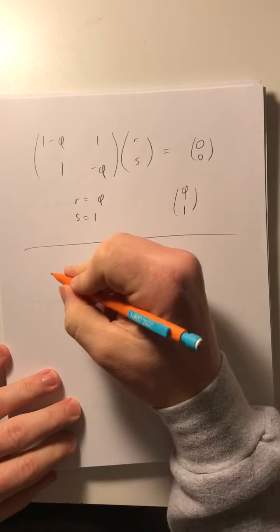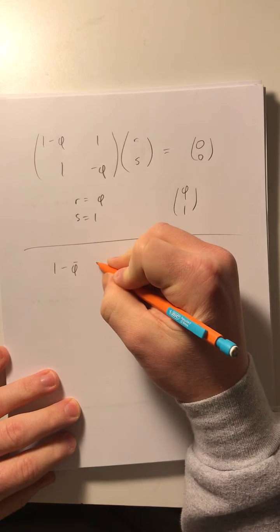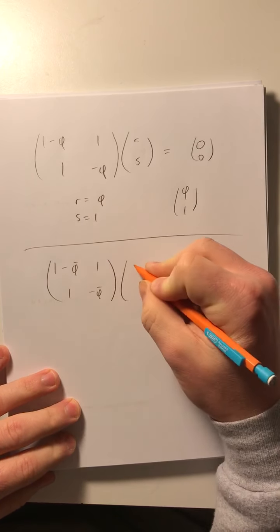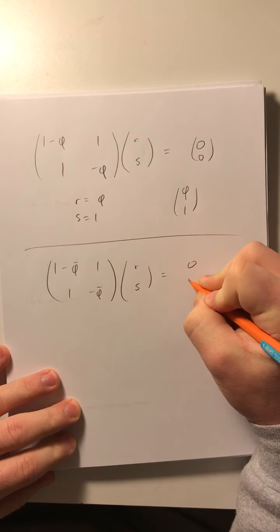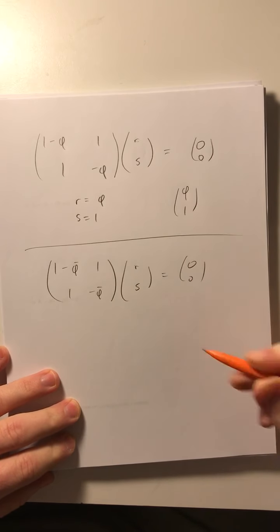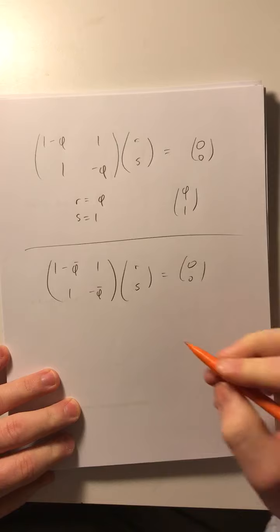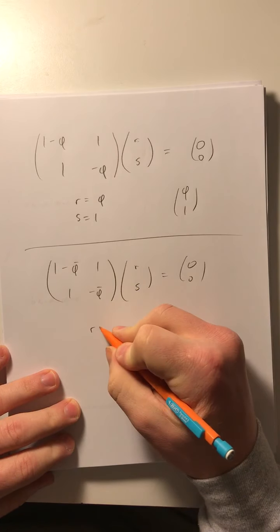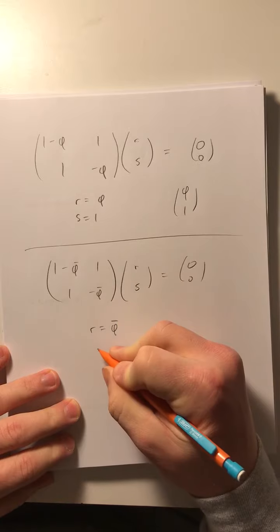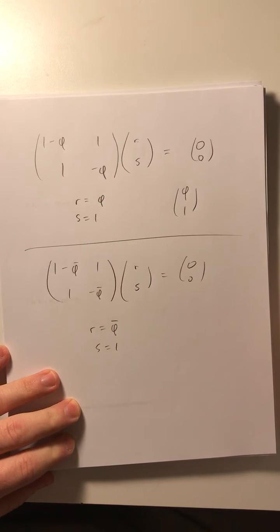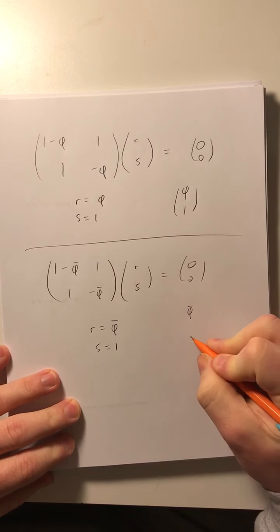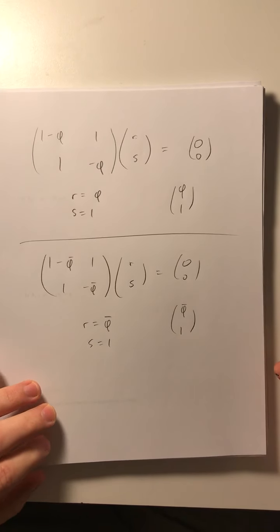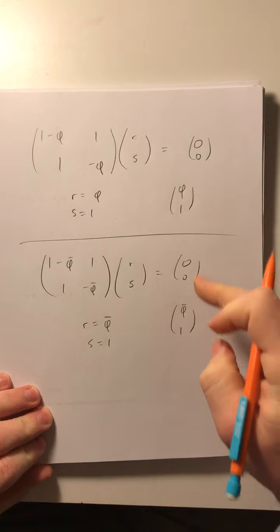Now I'm going to subtract the other one, the phi bar. I want to put in some r and s here and get 0, 0. I want r and s not to be 0. At least one of them has to be non-zero. So I want r to be phi bar, and then s equals 1, and then I get phi bar, 1. Okay, so these are my columns.